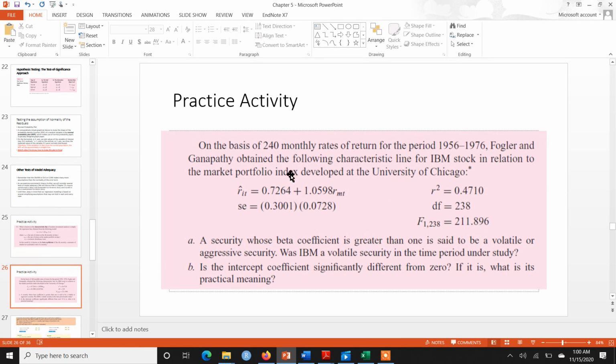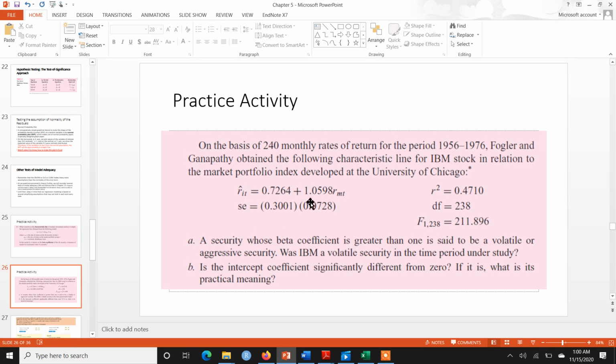So let's say on the basis of 240 monthly returns for a given time period, Fogler and Ganapathy obtained the following data of IBM stock in relation to the market portfolio index. This is all part of the question, so you need not worry a lot if you don't have the background knowledge of finance. The thing is how we are going to take key decisions regarding these variables.